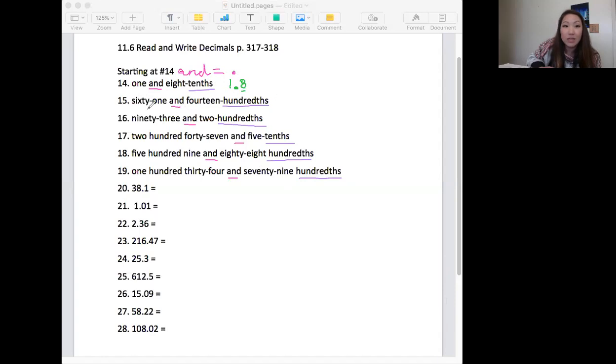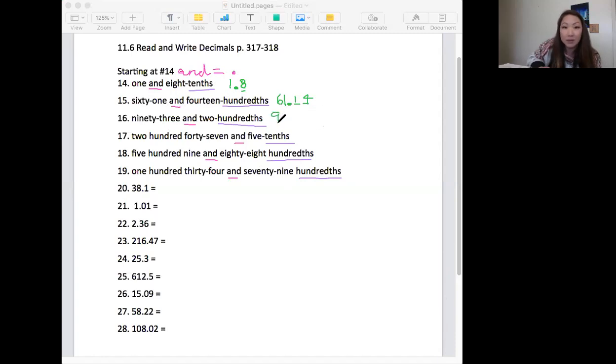This one says 61, that's my whole number, and write the decimal, 14 hundredths. So the hundredths means there's 2 place values, and I have a 14, and that fills up both of them. So there we go.